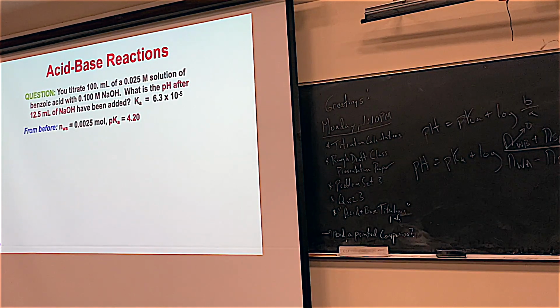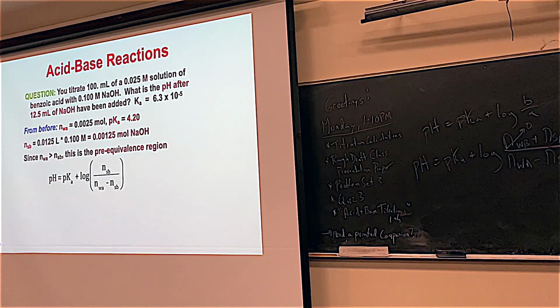All right. Now, 12.5 milliliters of sodium hydroxide might seem like a strange volume, but I'll show you why we're doing it. So from before, moles of weak acid, which have not changed, is that number, and pKa is that number. At 12.5 milliliters, which is 0.0125 liters, we end up with this many moles of sodium hydroxide. Still in the pre-equivalence region because moles of weak acid are greater than moles of strong base. So you can plug it into that equation.